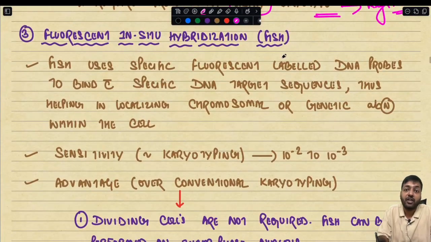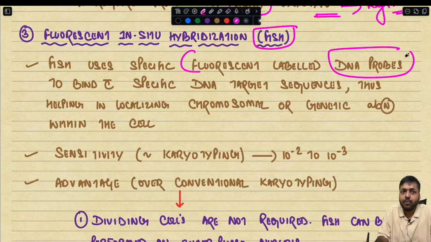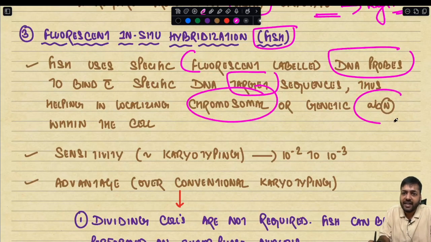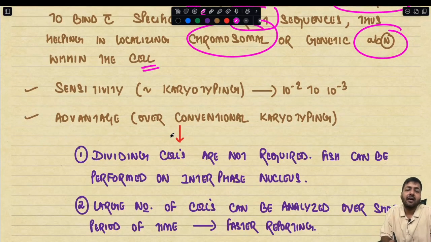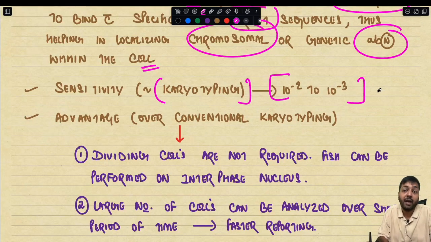Next comes the FISH. Now what is FISH? It is again a type of cytogenetic method only. FISH uses specific fluorescent labeled DNA probes to bind with specific DNA target sequence, thus helping in localizing the chromosomal or genetic abnormality within the cell. The sensitivity is again much like karyotyping, but a bit better as compared to karyotyping, to the tune of 10 to the power of -2 to 10 to the power of -3.